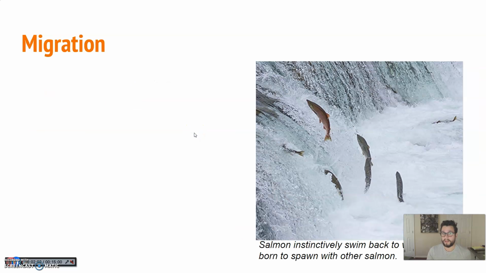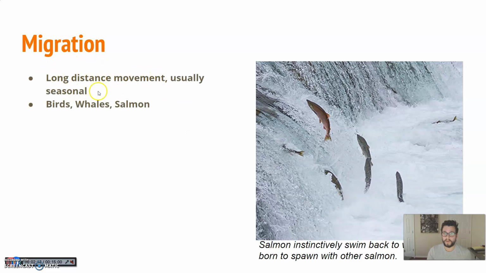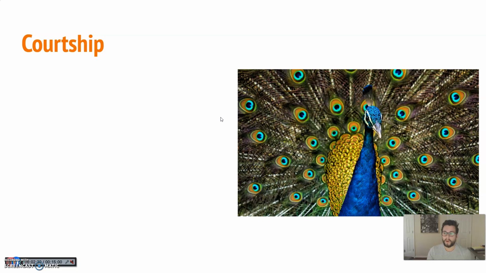Now, if you have the ability to leave, if there's not enough food, or not enough mates, or not enough water, and you can swim or fly away, that's migration. So a long distance movement, usually again seasonally, like birds, whales, salmon, they will go try to find those resources with their ability to move these long distances. Now, again, they're not taught this. It is instinct.